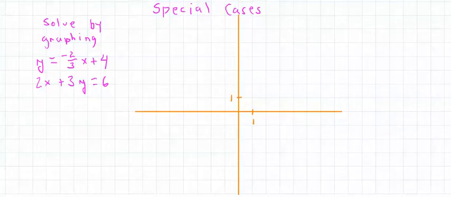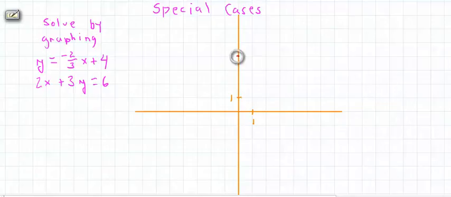The first equation is very simple to graph because we're in slope-intercept form. So I go up 1, 2, 3, 4. And we go down to the right 3, down to the right 3, down to the right 3, or up to the left 3. And now I can draw my line.